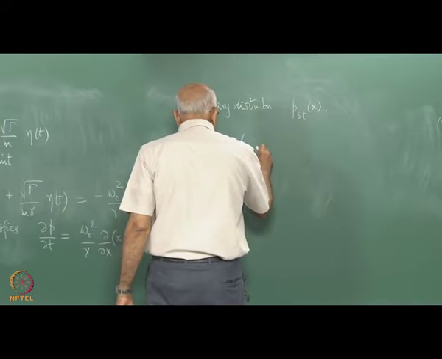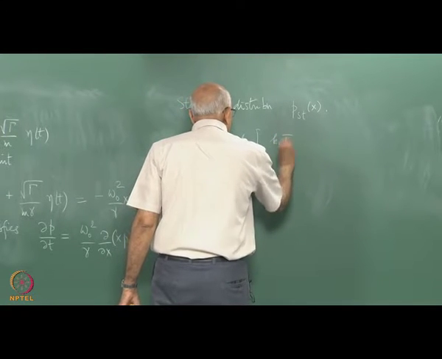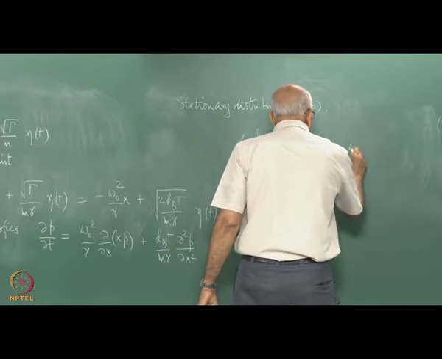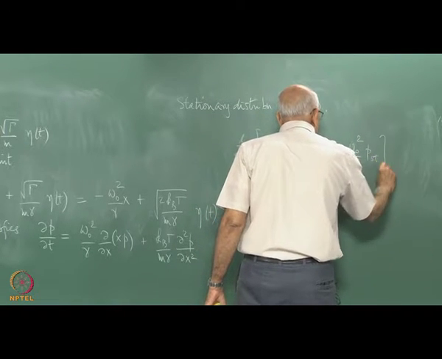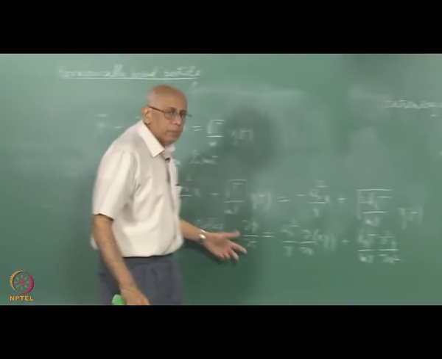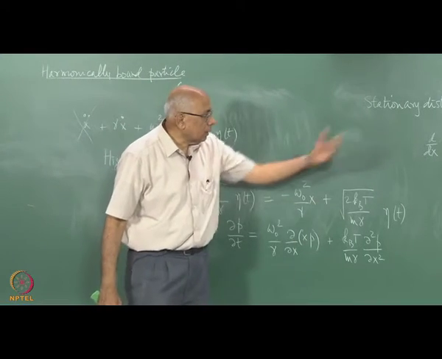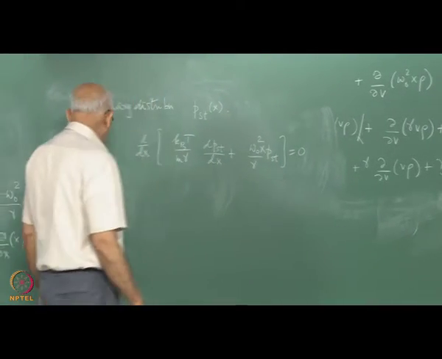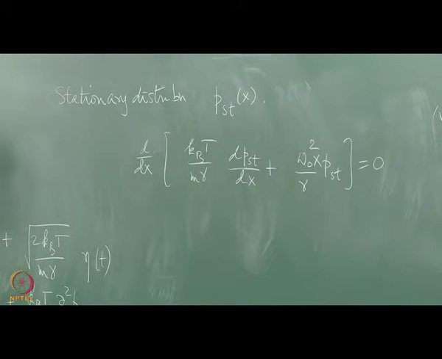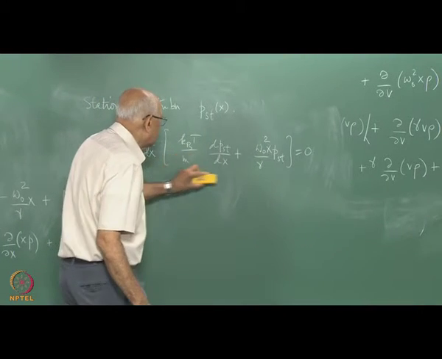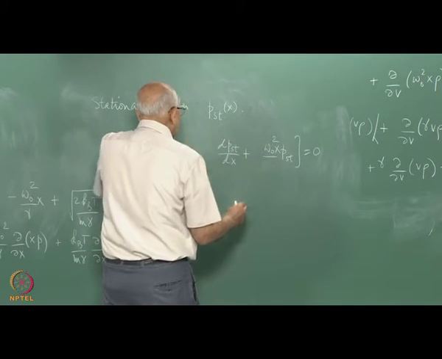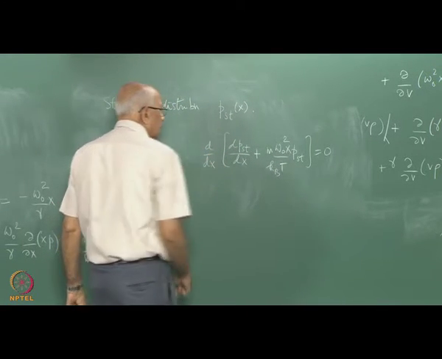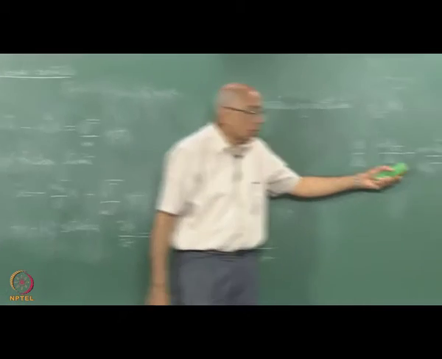So let us write it down: k Boltzmann T over m gamma dp stationary over dx plus omega naught squared over gamma p stationary equals 0. What I have done is to say this term is a function of x alone now, so this goes away, and I have just put that in. Oh, there is an x: d over dx of x times p stationary equals 0, which implies of course that this comes out, and then if I take this down there, it says m omega naught squared over k Boltzmann T. Therefore, this is a constant independent of x.